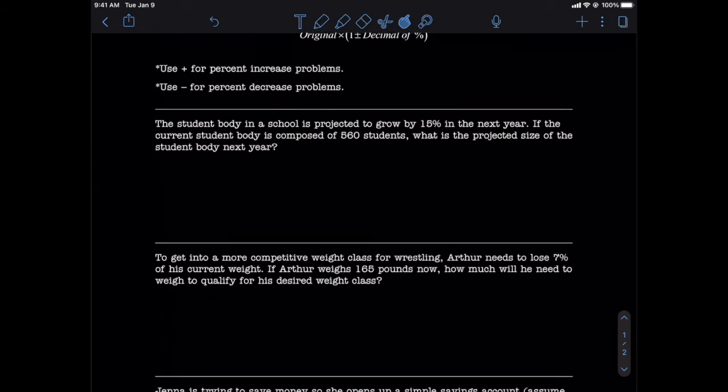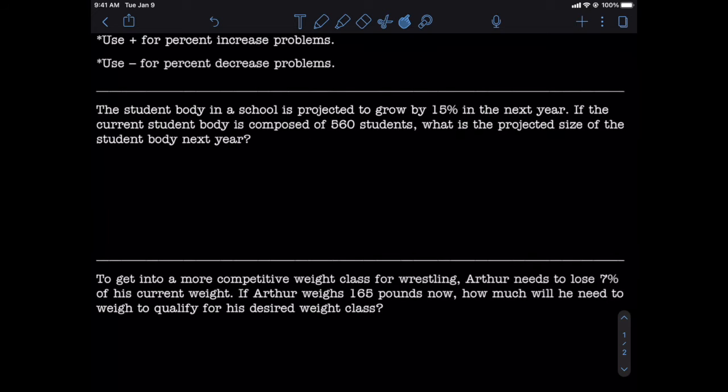Our first example reads, the student body in a school is projected to grow by 15% in the next year. If the current student body is composed of 560 students, what is the projected size of the student body next year? Hopefully, as I read through this, a few important pieces of information stood out to you. First, I see the phrase grow by 15%, and I also see that the student body is currently composed of 560 students. Grow by a percent implies percent increase formula.